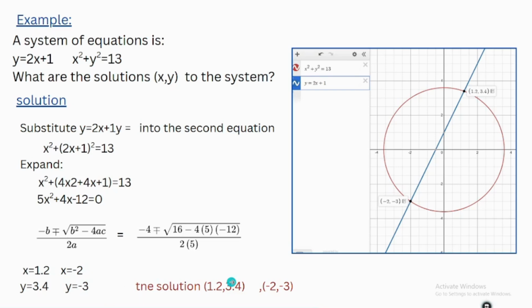When we graph these two equations, we find that it's not a quadratic equation, it's an equation of a circle. Yes, we have that x squared plus y squared is a circle. We know that. And the straight line, the intersection points between the circle and the straight line are the point (-2, -3) and the other point is (1.2, 3.4).